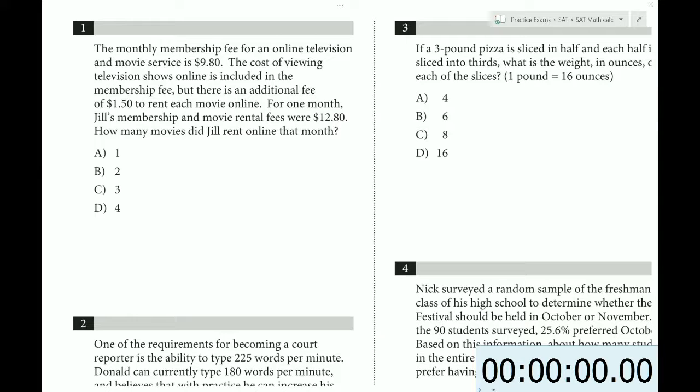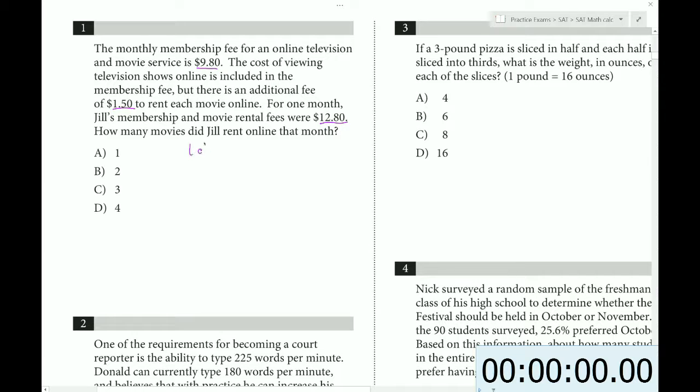Okay, this is test 4 of the official SAT study guide. This is the math calculator section. The monthly membership fee for an online TV and movie service is $9.80. The cost of viewing television shows online is included in the membership fee, but there is an additional fee of $1.50 to rent each movie online. For 1 month, Jill's membership to a movie rentals fee was $12.80. How many movies did she rent?